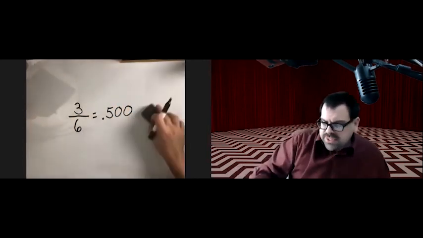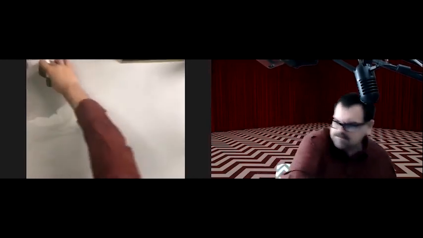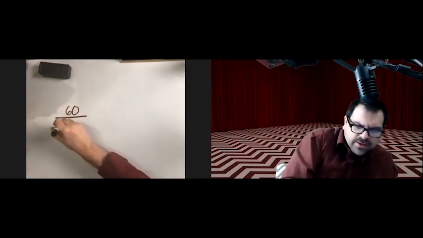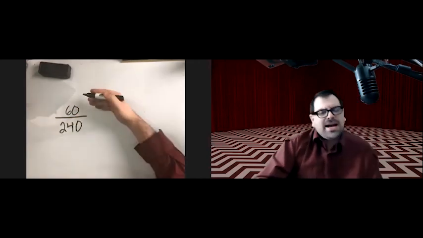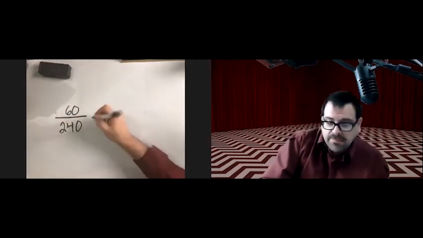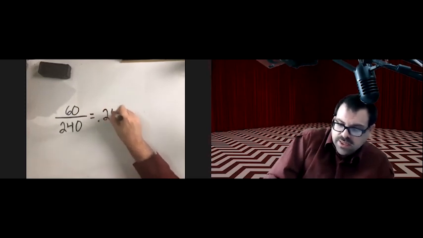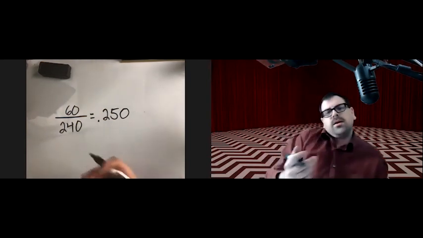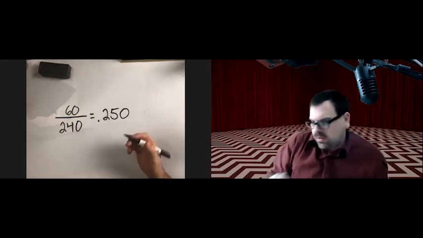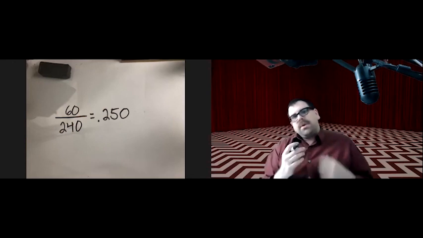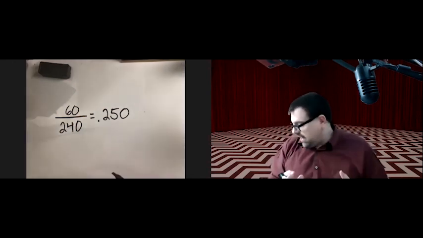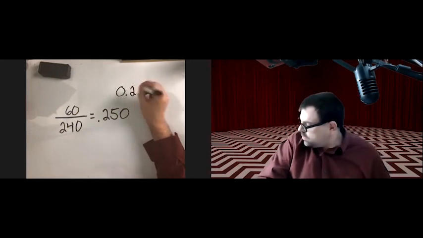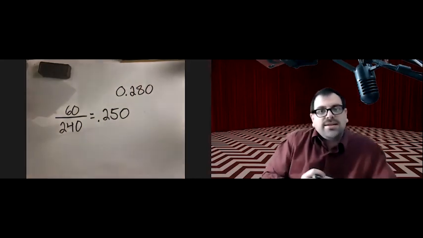I picked some small numbers here. Let's say sometime later, the player has 60 hits in 240 at-bats. This batting average would be 250, 0.250. What if we wanted to know how many additional hits he would need to improve his batting average to 0.280 average?